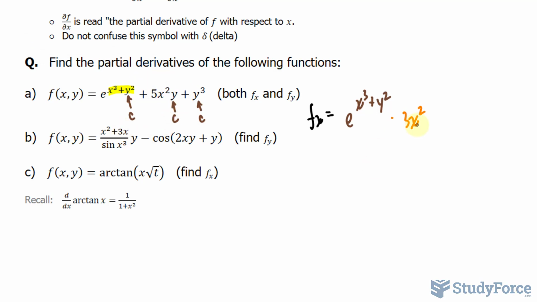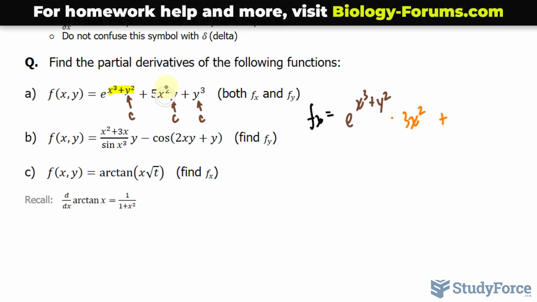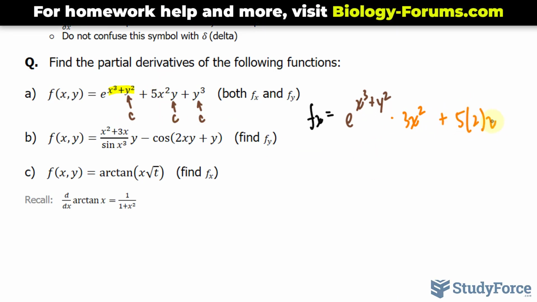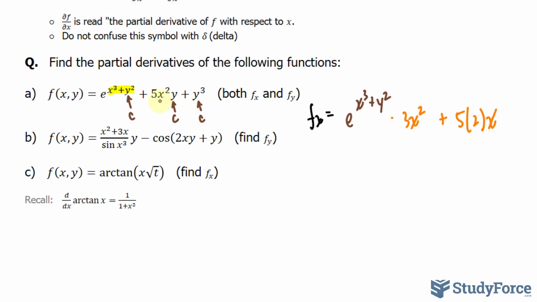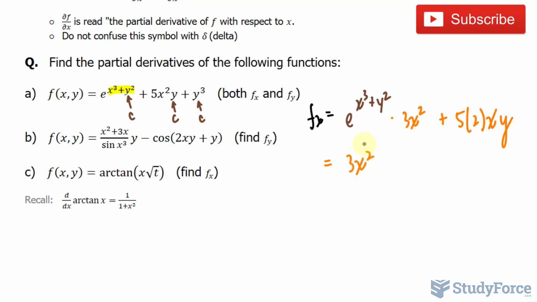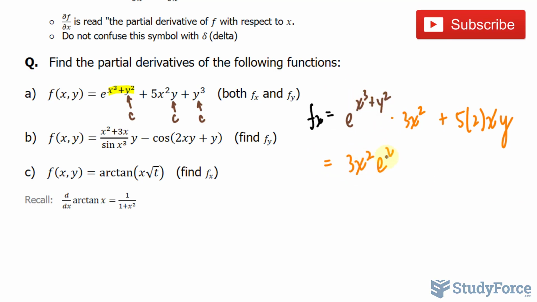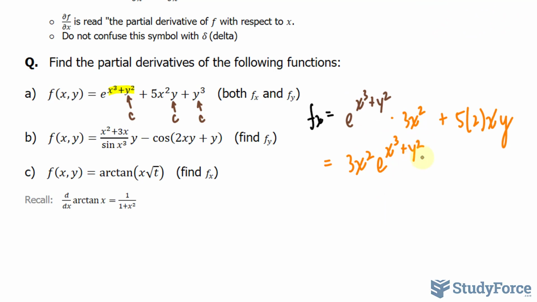Next, we move on to this term. We have plus, using the power rule, 5 times 2x, and we subtract 1 from this power 2. And y, think of it as a constant, will be written as a factor of that term. Finally, moving on to this term, we have plus y to the power of 3. Y to the power of 3, think of it as a constant, becomes 0 if we take its derivative. Now if we clean this expression up, we should end up with 3x squared times e to the power of x to the power of 3 plus y to the power of 2 plus 10xy.